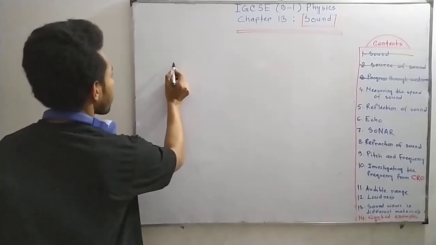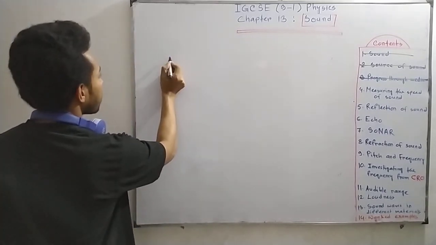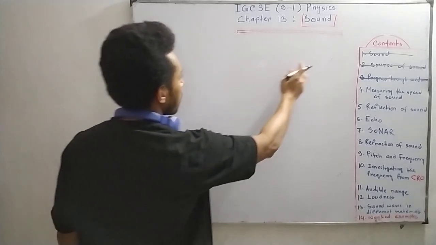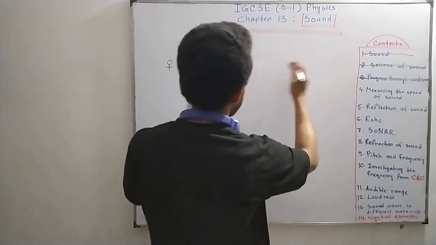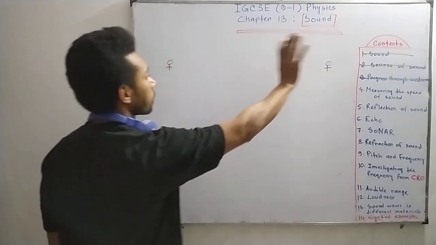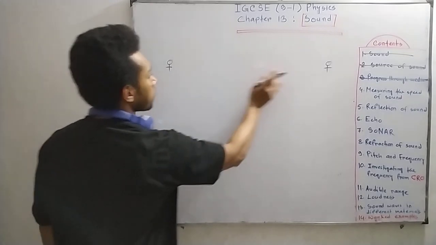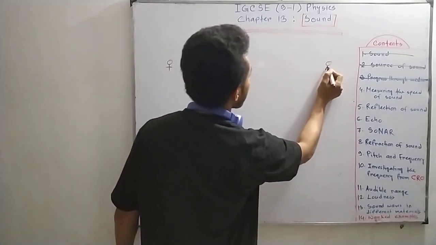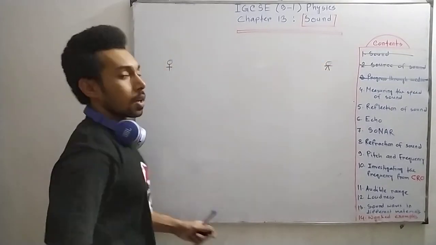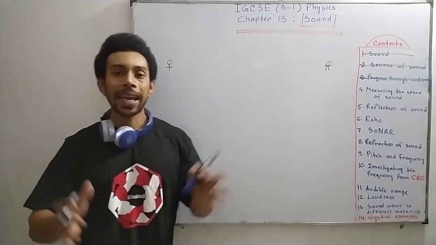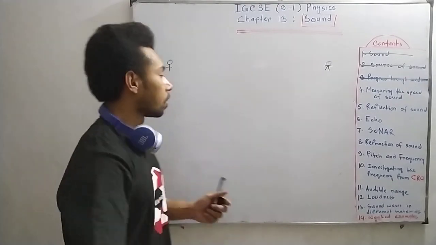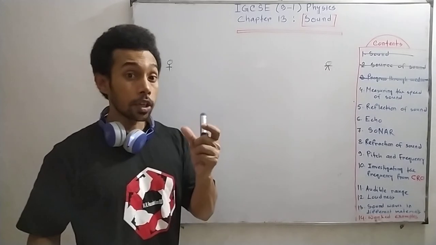For example, you have asked your friend to stand in this position, and you are standing a distance apart from him. It's your friend and it's you. And you have asked him to bang two pieces of wood together hard so that it produces a loud sound. Okay, and you will also require a stopwatch.